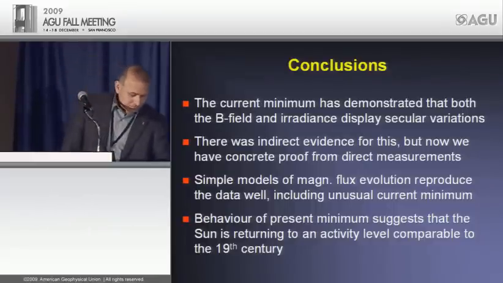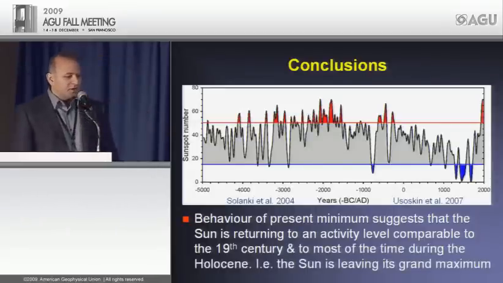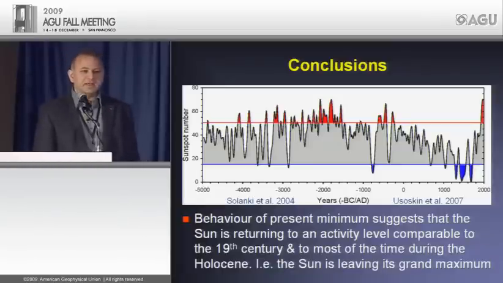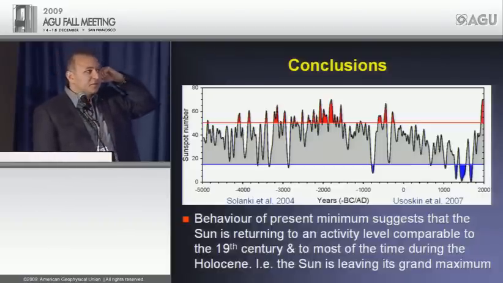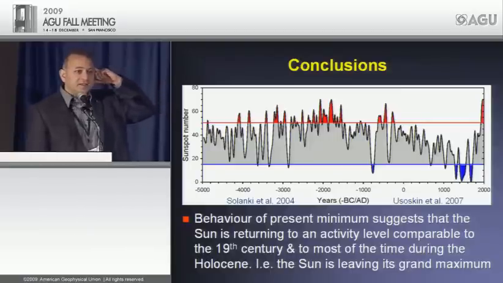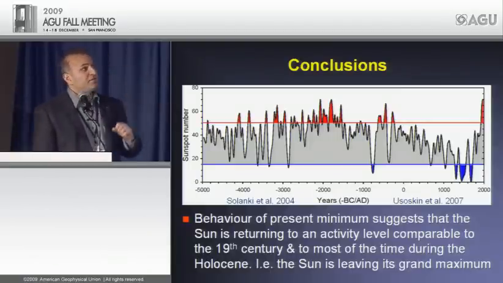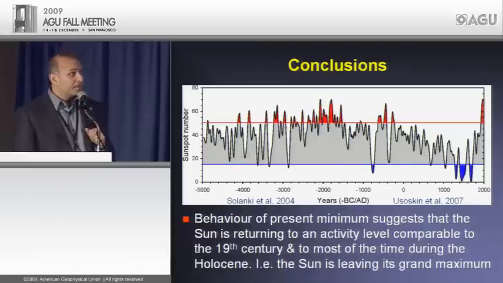Or, even beyond that, not just the 19th century, but actually during most of the Holocene. The diagram you see here is the number of sunspots, or the sunspot number, reconstructed from carbon-14 data over the last 7,000 years.